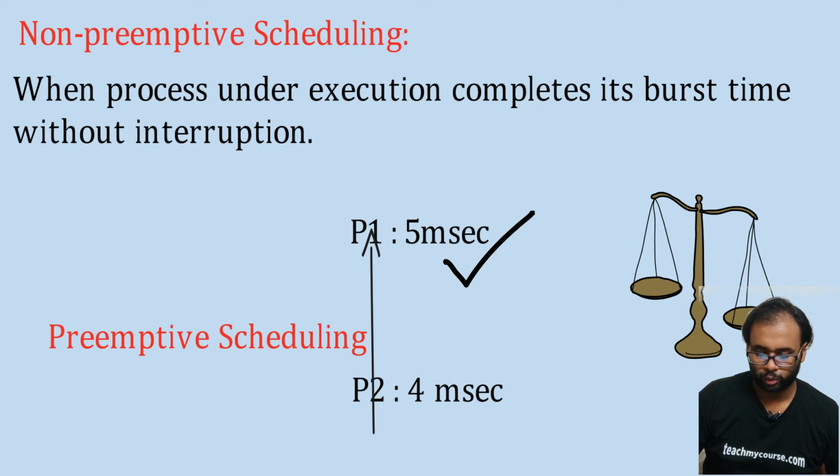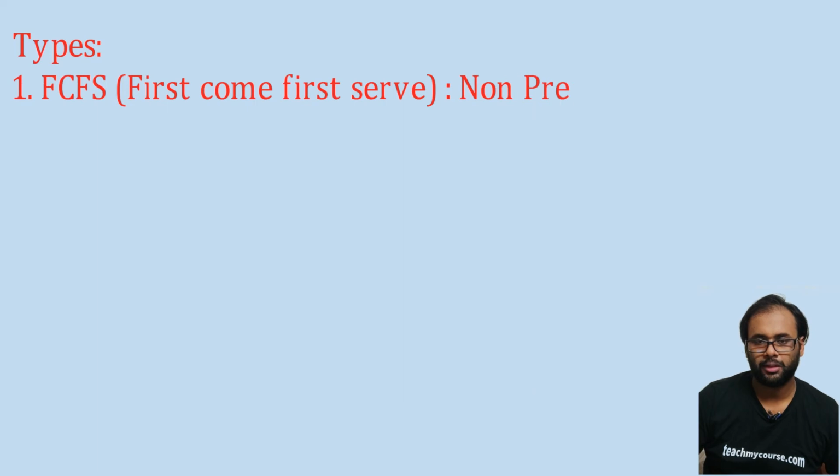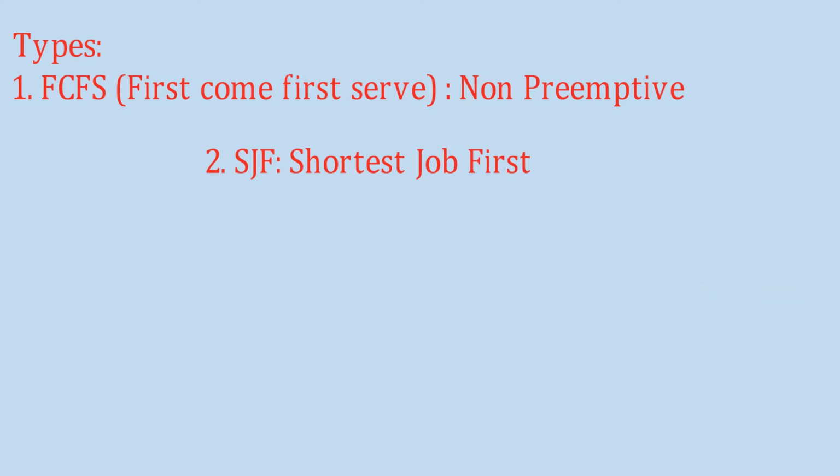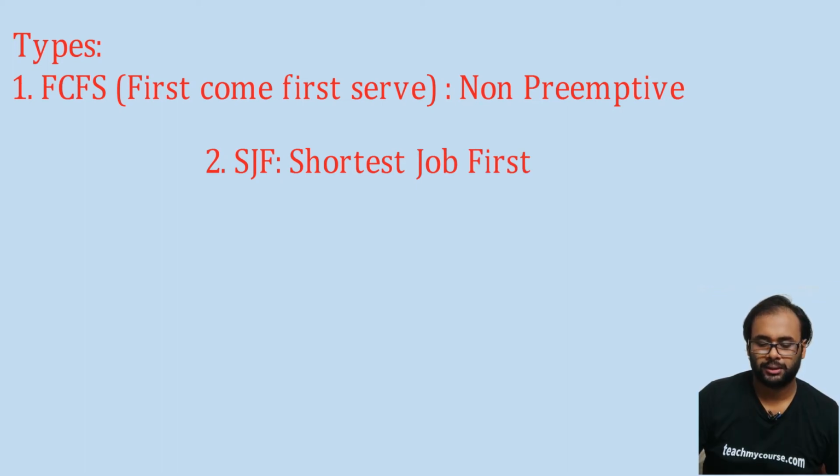So we have the actual types of scheduling algorithms, which are FCFS, first come first serve. That is, whichever process comes first starts its execution first. That is a non-preemptive scheduling, that is, the process cannot be interrupted. Next we have SJF, which is shortest job first. It is a kind of scheduling algorithm in which the process having the minimum burst time gets executed first, followed by the second process, and the process under execution cannot be interrupted. That is why it is also non-preemptive.